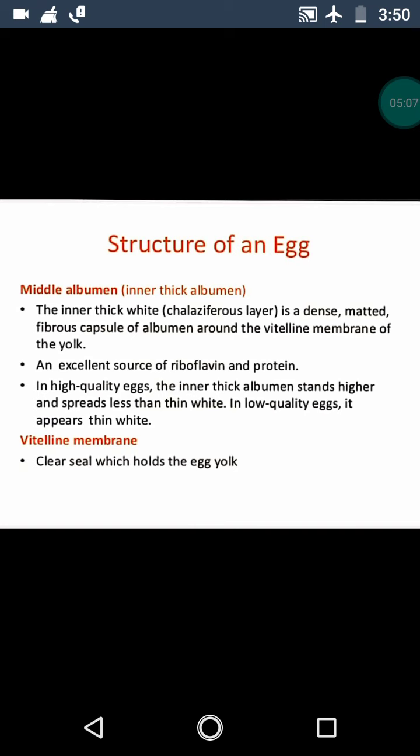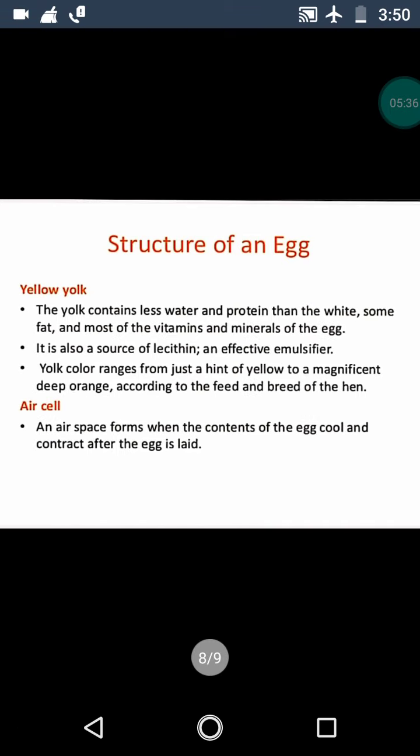The inner thick white chalaziferous layer is a dense matted fibrous capsule of albumin around the vitelline membrane of the yolk, that is the membrane present outside the egg yolk. The middle albumin is an excellent source of riboflavin and protein. Then comes the vitelline membrane. It is a clear seal which holds the egg yolk. It is a covering which holds the egg yolk.